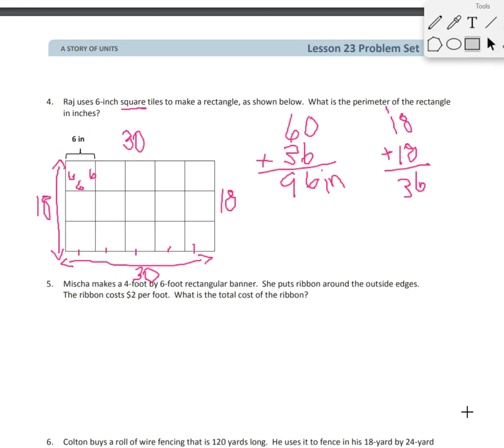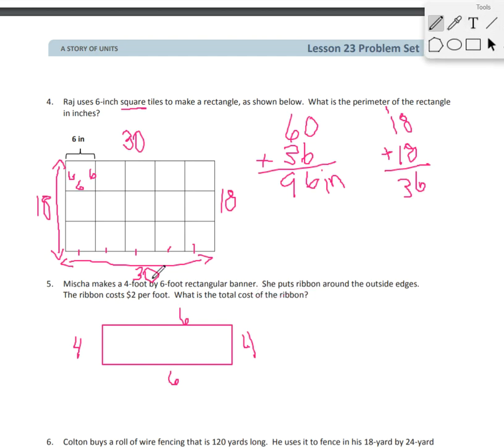All right, let's take a look at problem 5. It says Misha makes a 4-foot by 6-foot rectangular banner. So it is 4 feet, 6 feet. She puts ribbon around the outside edges. The ribbon costs $2 per foot. We want to know the total cost of the ribbon.